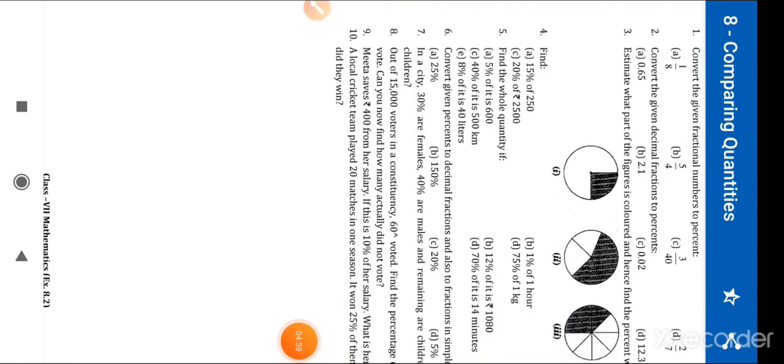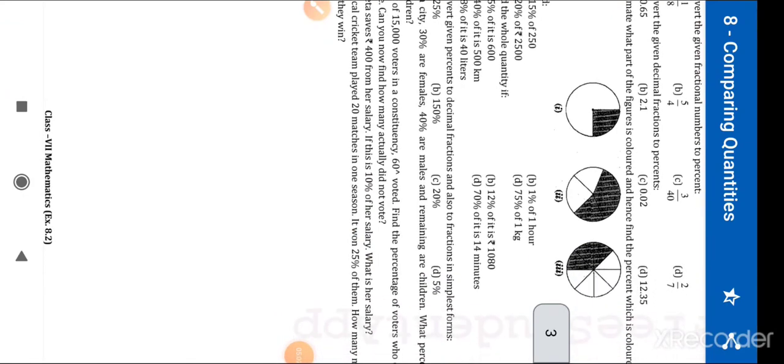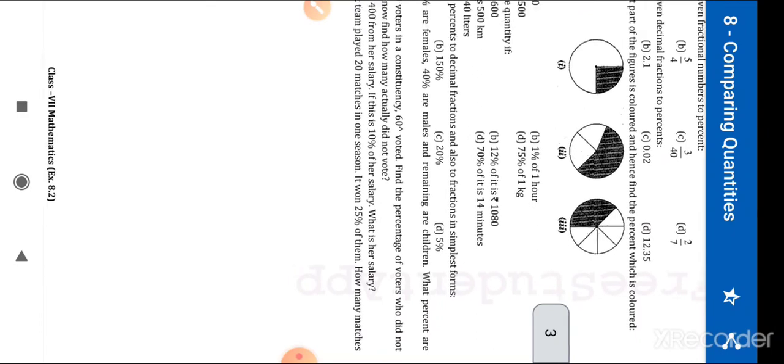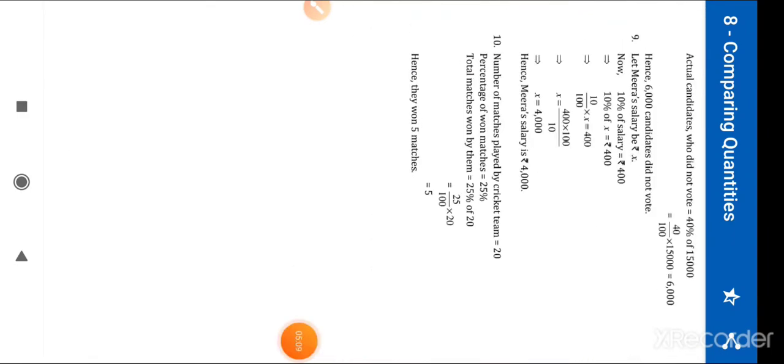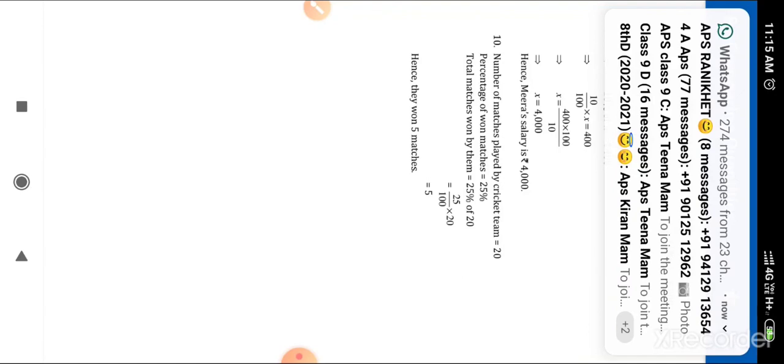Question number 10 is a local cricket team played 20 matches in one season. It won 25% of them. How many matches did they win? So it is given in the question that the number of matches played by the cricket team is 20. The percentage of won matches is equal to 25%. Total matches won by them is 25% of 20. So after solving this, we have 5 matches.